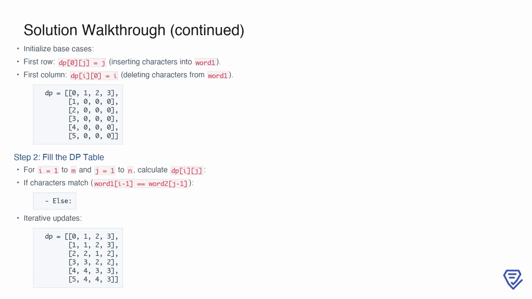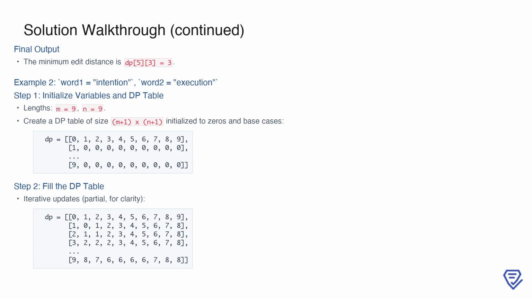Once these base cases are set up, we fill in the rest of the table. For each cell DP[i][j], if the characters in word1 and word2 at positions i-1 and j-1 match, the value is carried over from DP[i-1][j-1]. Otherwise, we take the minimum of three possible operations, delete, insert, or replace, and add 1 to account for the current operation. As we iteratively update the table, we can see how these values are calculated step by step. When we finish filling out the DP table, the value in the bottom right corner, DP[5][3], gives us the minimum edit distance between horse and rose, which is 3.